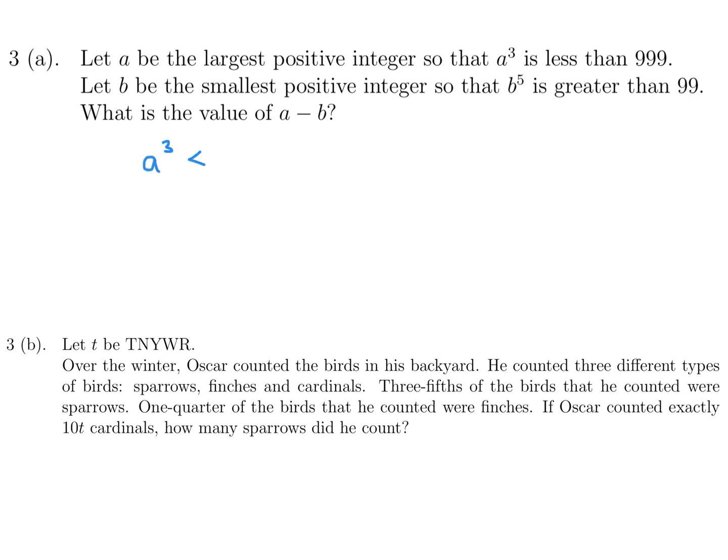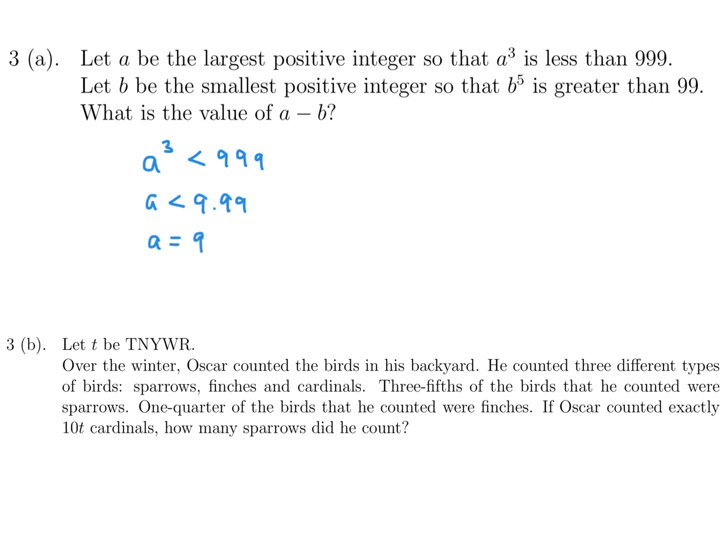A to the power of 3 is less than 999. So in your calculator, take the cube root. That would mean a is less than 9.99. And they want the largest such a. And it's an integer, so the largest a that would satisfy that would be 9.